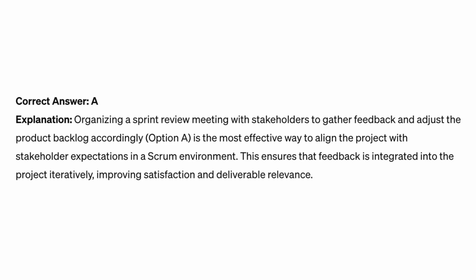Correct answer A. Explanation: organizing a sprint review meeting with stakeholders to gather feedback and adjust the product backlog accordingly. Option A is the most effective way to align the project with stakeholder expectations in a Scrum environment. This ensures that feedback is integrated into the project iteratively, improving satisfaction and deliverable relevance.